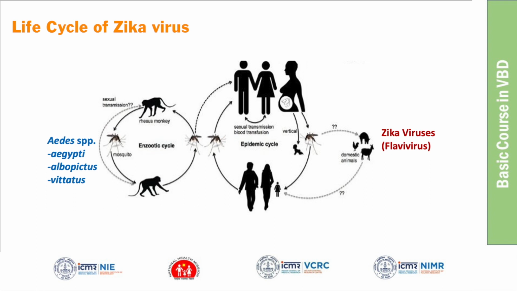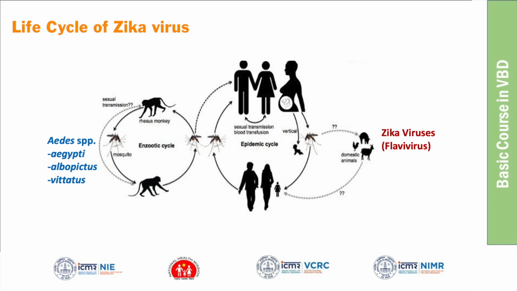And there is an enzootic cycle wherein the mosquito can maintain this cycle in rhesus monkeys, and in monkeys sexual transmission is also suspected. Also there is a suspicion that there are reservoir hosts of Zika virus in the domestic animals.